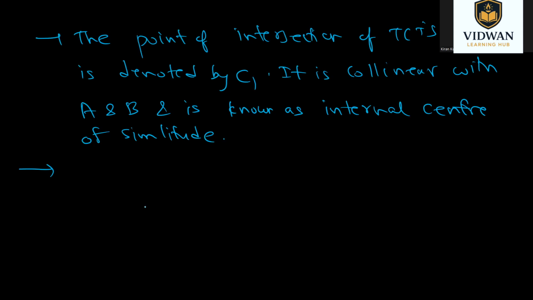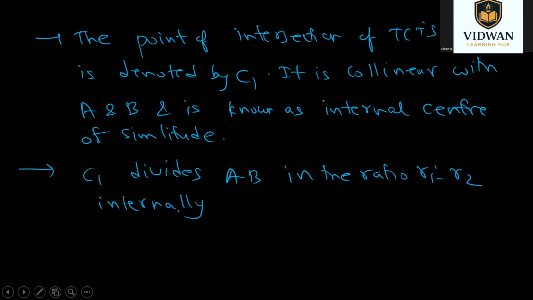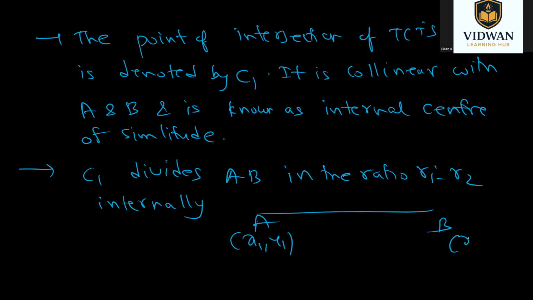And we have two important properties. C1, the internal center of similitude, divides AB, the line joining A and B, in the ratio R1 is to R2 internally. We have a proof for that. I'll show in the diagram anyway. So that means if you know the centers are some x1, y1 and x2, y2, the internal center of similitude divides in the ratio R1 is to R2 internally.